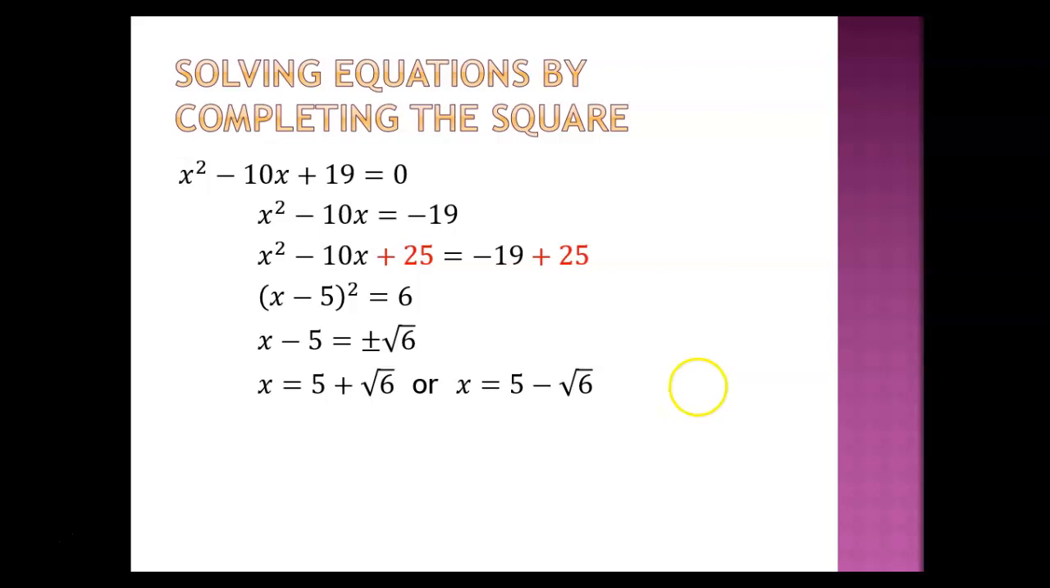If you want exact solutions, that's as far as you could go. That would be your final answer. The two solutions to this equation are 5 plus the square root of 6 or 5 minus the square root of 6. And if you wanted to write it just as 5 plus or minus the square root of 6, you can write it that way. If you want decimal approximations, you could put this into your calculator and it would come out as approximately 7.45 and 2.55. So that's how completing the square works.